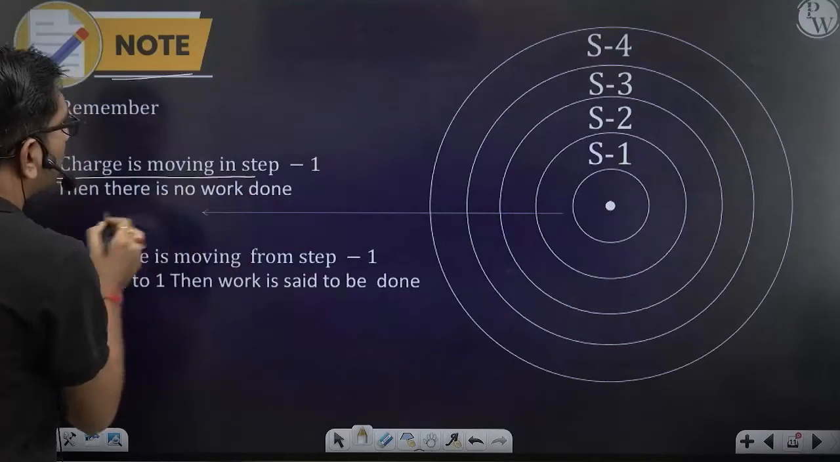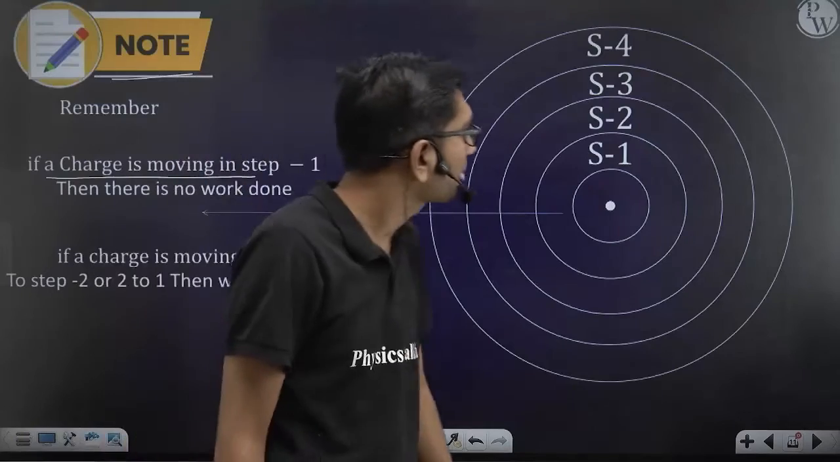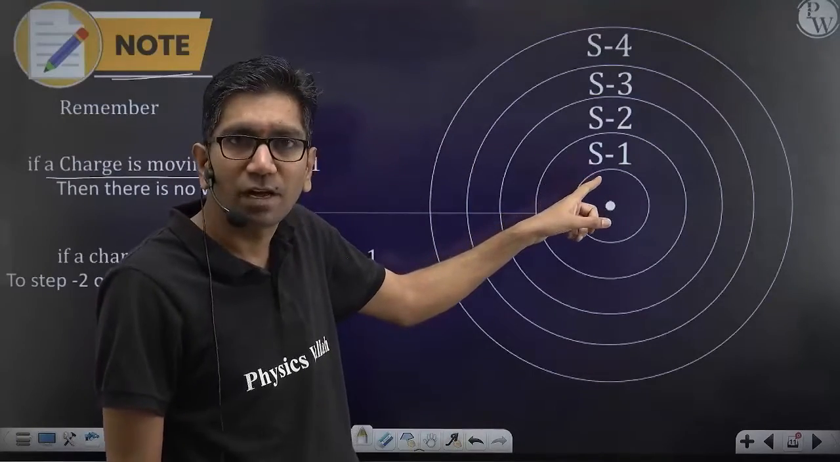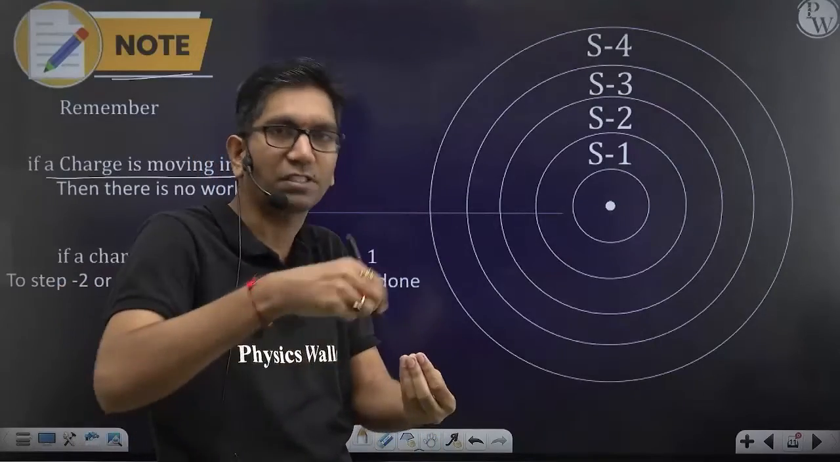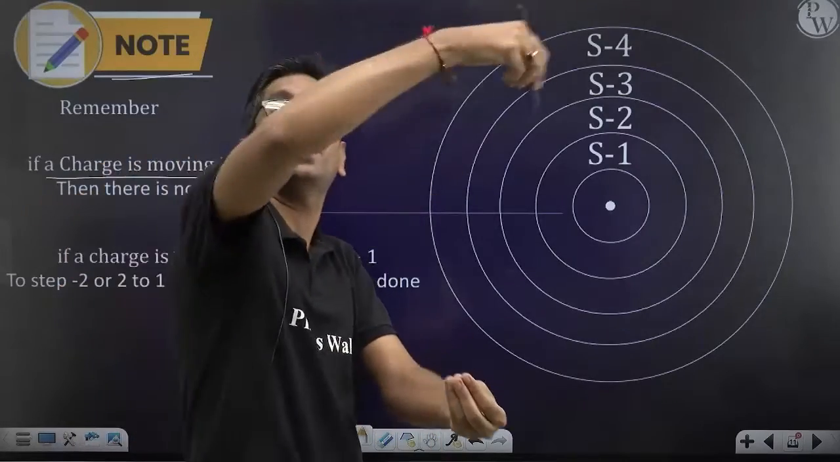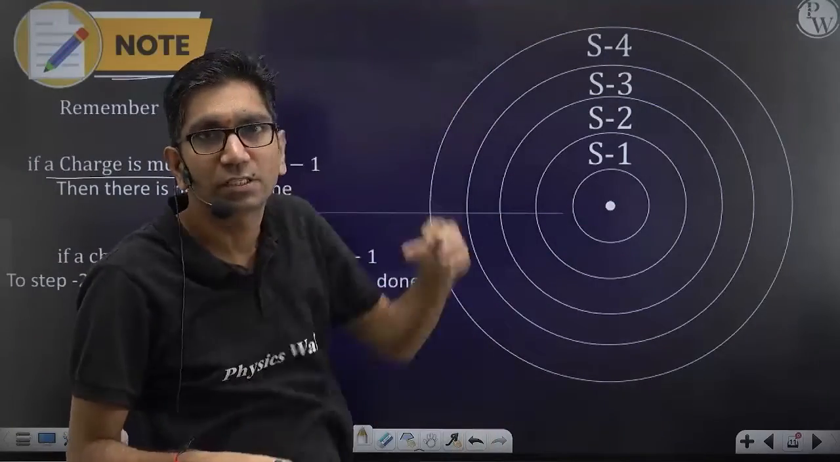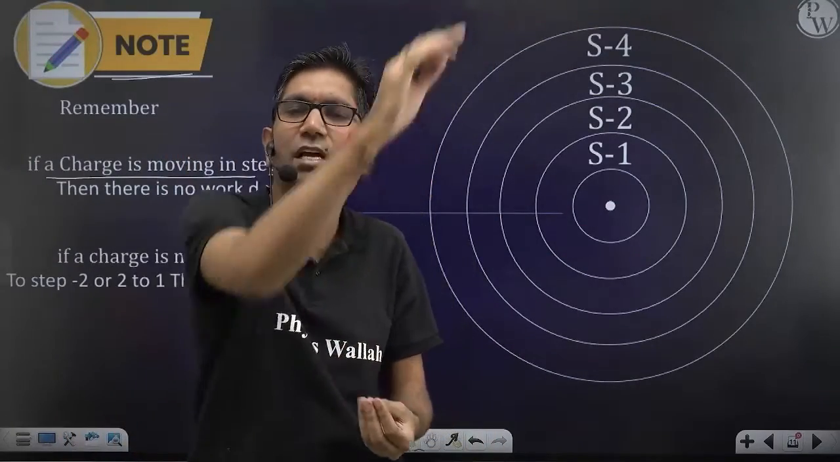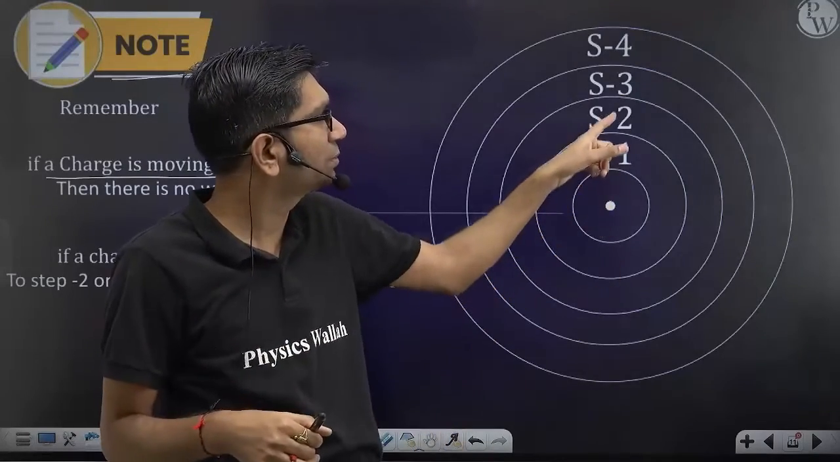If a charge is moving in step 1, so first listen here. This is step 1. These steps are in circular shape. This is the first step, and next one, and next one, like a stage, like a cricket stadium. The steps will be like this, on an incline. In the same manner, you have step 1, step 2, step 3, step 4.